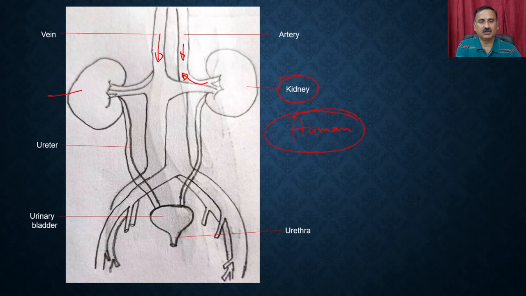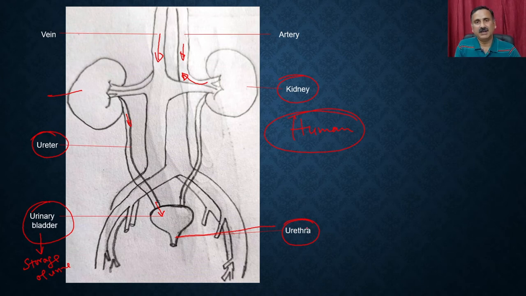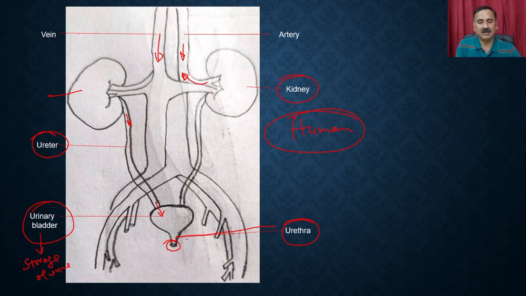Both of these kidneys filter the material from the blood, and whatever the filtered material is comes out in the form of urine. The tube which carries the urine from the kidney is called the ureter, and the ureters discharge their content into a bladder called the urinary bladder. The purpose of the urinary bladder is the storage of the urine. The terminal end of the urinary bladder is the urethra, which is used for discharging the urine. Whenever there is an urge to remove the urine, the muscles lining it relax, and that's how the urine is passed from the urethra.